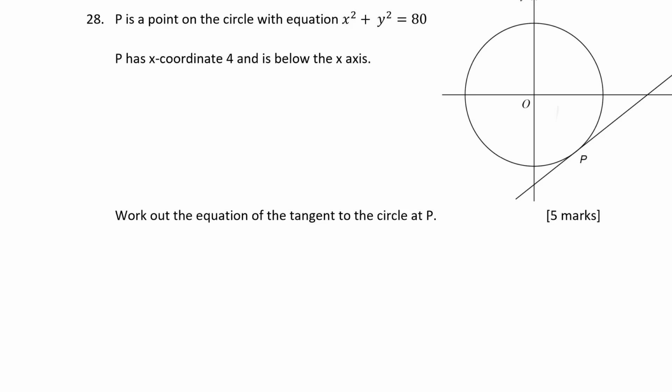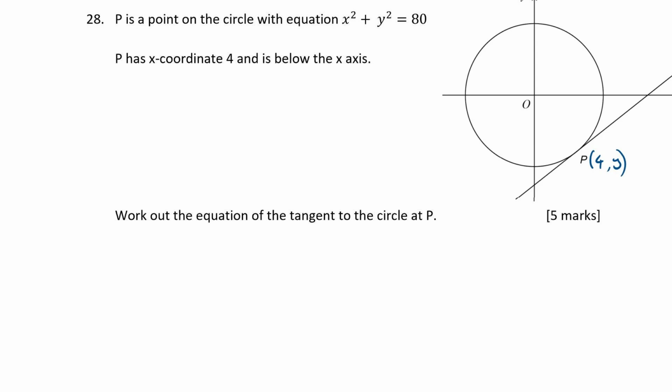Question 28. P is a point on the circle with the equation x squared plus y squared is 80. P has an x coordinate of 4 and is below the x-axis. Okay, so we know that that is 4 comma something. I'm just going to call it 4, y for now. Okay, work out the equation of the tangent to the circle at P.